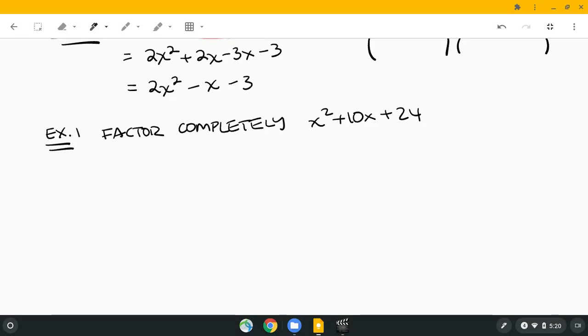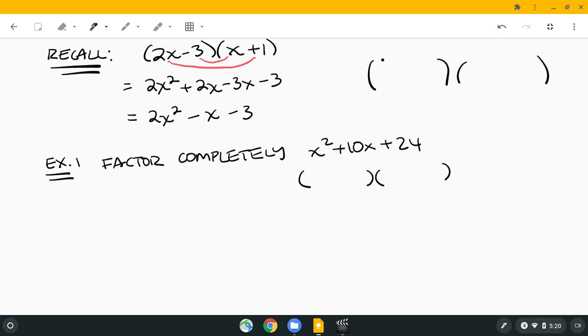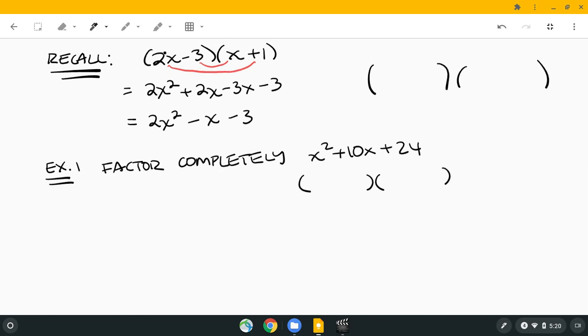All right, so we're going to go ahead and figure out what the two binomials are that we multiplied to get this trinomial. Okay, so just like up here, this term times this term gives you the first term. 2x times x gives you the first term. So here, as we try to figure out these first terms, we know that this term times this term gives us x squared. Okay, there's only one way to do that, so that's x times x. Okay, so this is pretty straightforward.